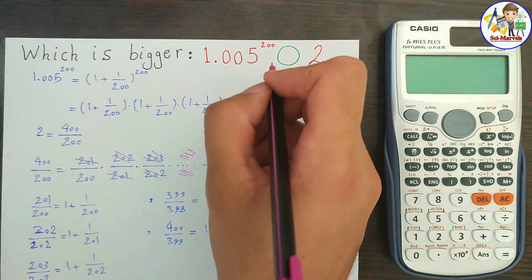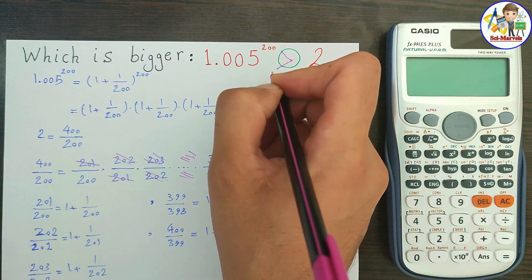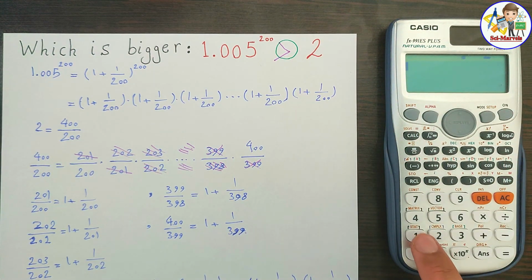So, we can get the answer: 1.005 to the power of 200 is greater than 2. Also, we can check our answer with a calculator.